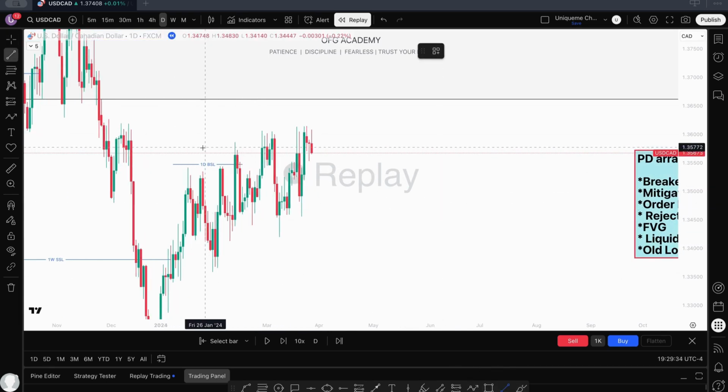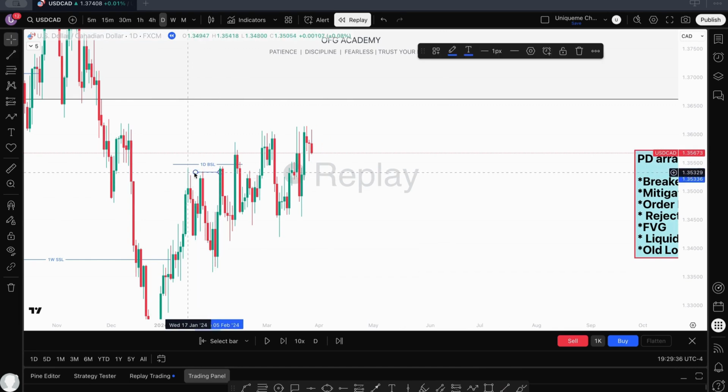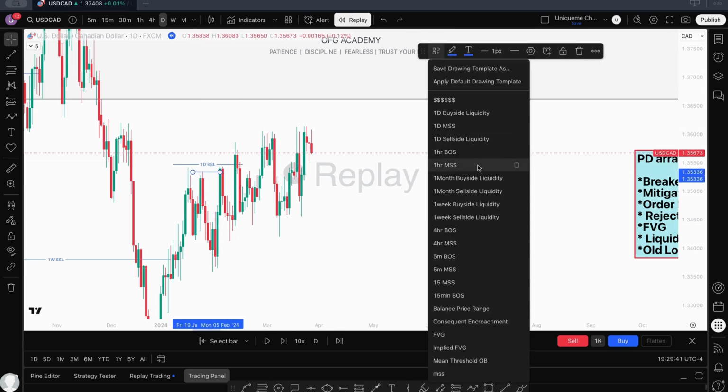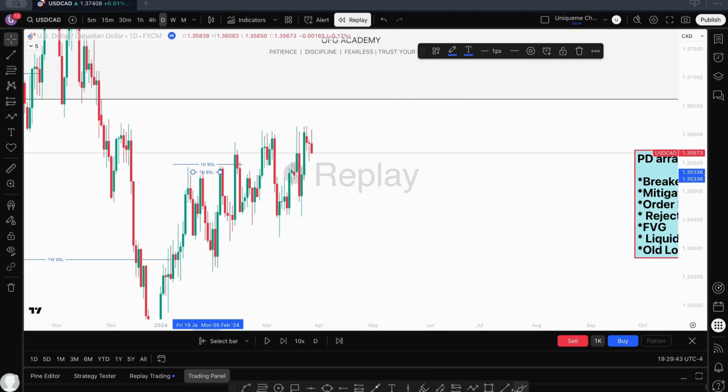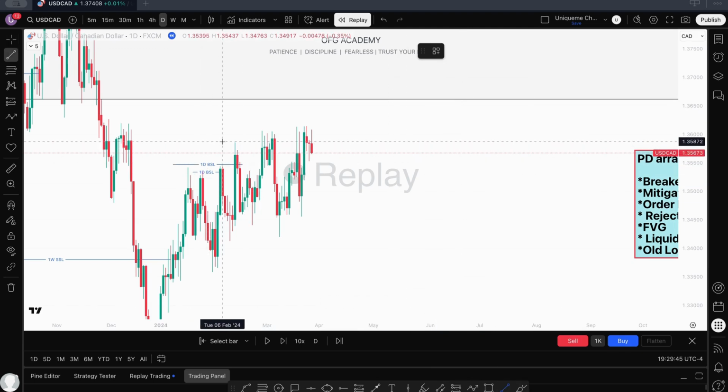And what do I have inside here again? If you look inside, there was an internal structure again. Can you see? There's an internal structure again as another buy side liquidity. And what do I have here again? I also have a break of structure.